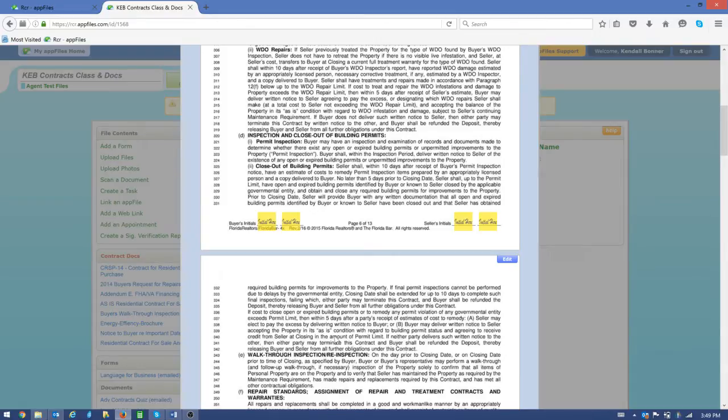So when the seller does those conversions, or let's say a roof repair, because we know that you need a permit for a roof.